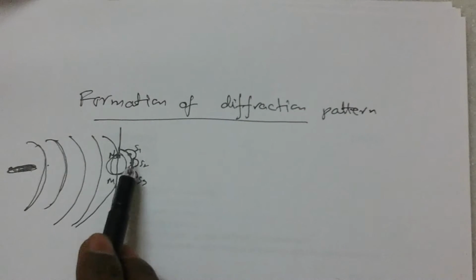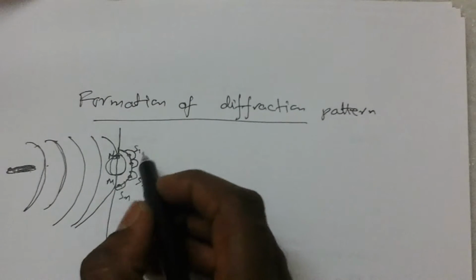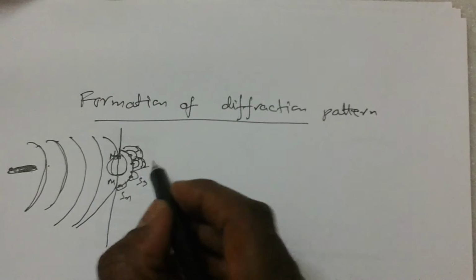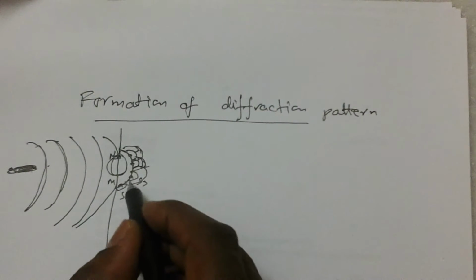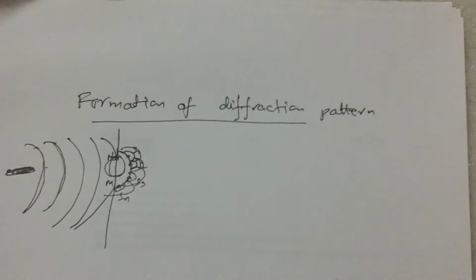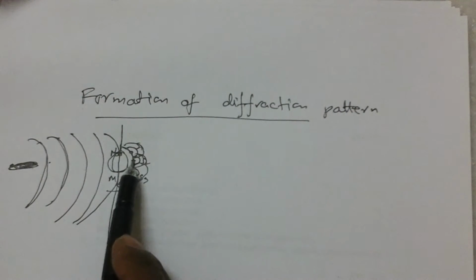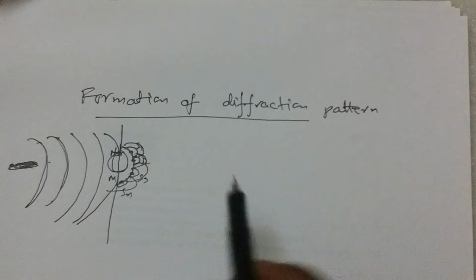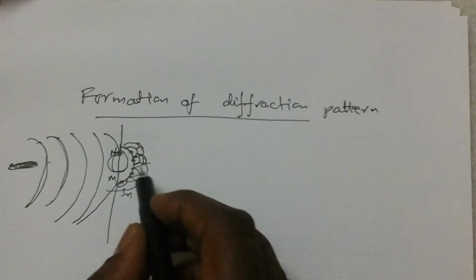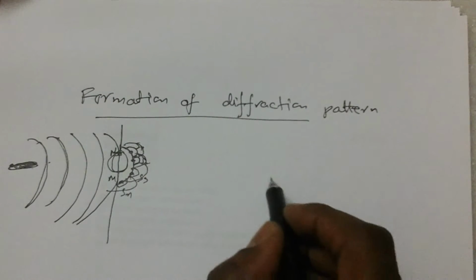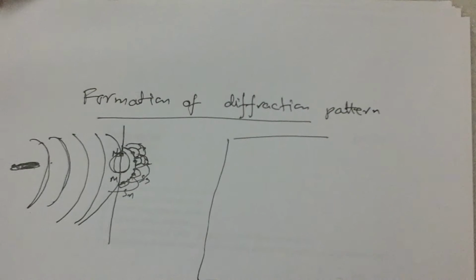All the secondary sources are giving spherical wavelets again, like this. So the source wavefronts and these secondary source wavefronts are going to interfere, and finally this wavelet and this wavelet superimpose and form an interference pattern on the screen.